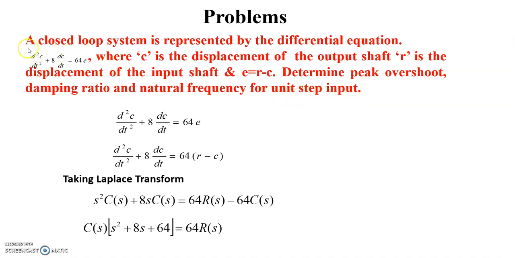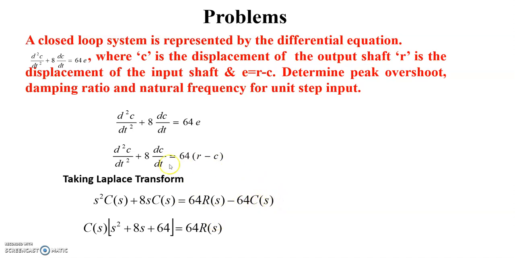Okay. So the given differential equation is d square c by dt square plus 8 dc by dt is equal to 64E, where E is R minus C. You can substitute this here. Taking the Laplace transform, we get s square into C of s plus 8s into C of s is equal to 64 R of s minus 64 C of s.